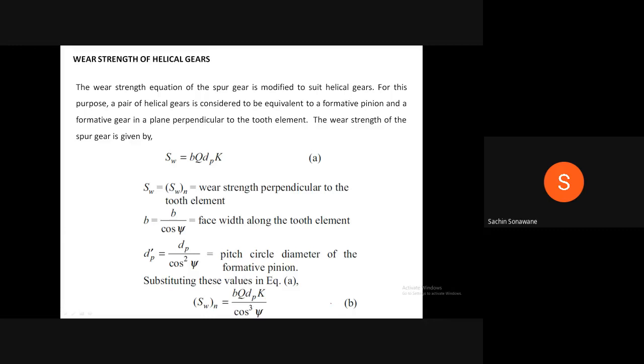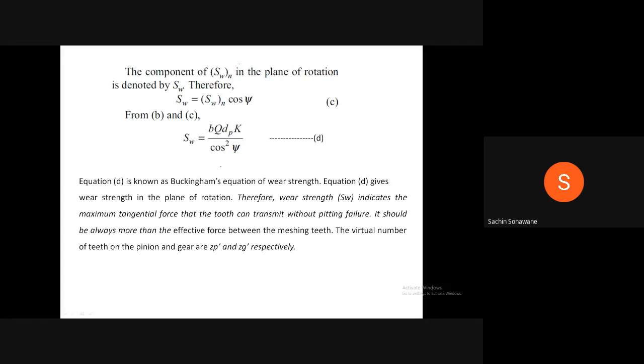Therefore, the component of Swn in the plane of rotation is denoted by Sw. Therefore, Sw is equal to Swn cos psi. Therefore, from equations B and C, we get Sw is equal to B Q dp K upon cos square psi. This is the wear strength equation for helical gear, where equation D is known as Buckingham equation of wear strength. Equation D gives wear strength in the plane of rotation.